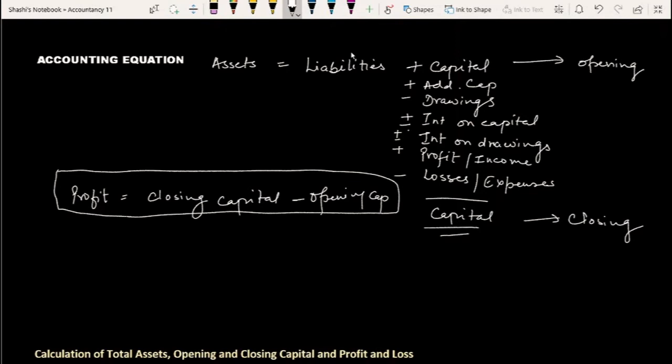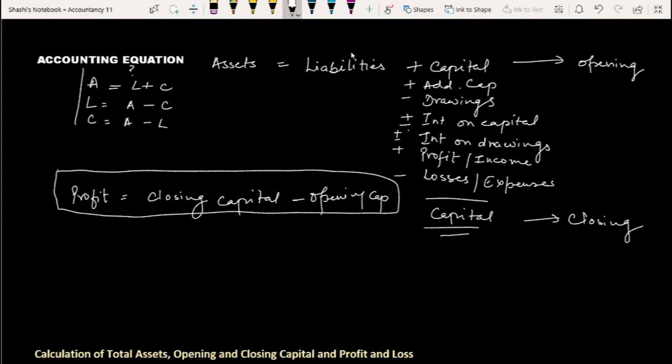Now as we did this, assets is equal to liabilities plus capital. So you can see here that any missing figure can be taken out easily with the help of this equation. Say if liability is missing, how will you calculate it? Assets minus capital. In the same way, if the capital is missing, that will be assets minus liabilities.